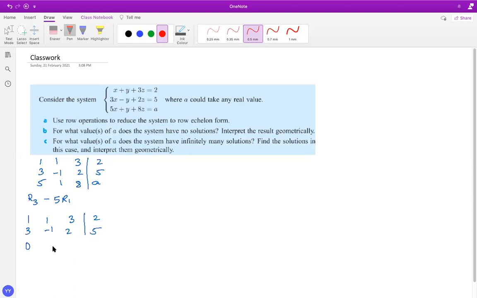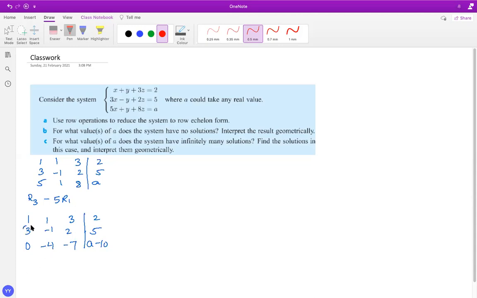Now we get R3 minus 5R1, so that is 0 straight away. Now R3, here it is 1, and here it is 5. So 1 minus 5 is negative 4. For the next, 5 threes are 15, and 8 minus 15 is negative 7. And then A minus 10, which is here. So this is the result of the first operation.